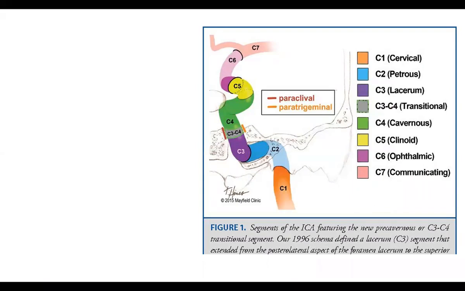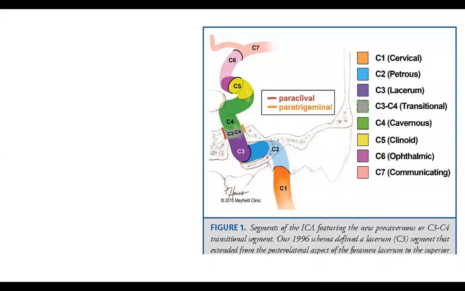The first segment extends from the bifurcation of the common carotid artery in the neck to the inferior level of the skull base. The second segment is called the petrosal segment. It is located within the petrous carotid canal of the temporal bone and has two small branches, the median artery and the carotid artery of the middle ear.